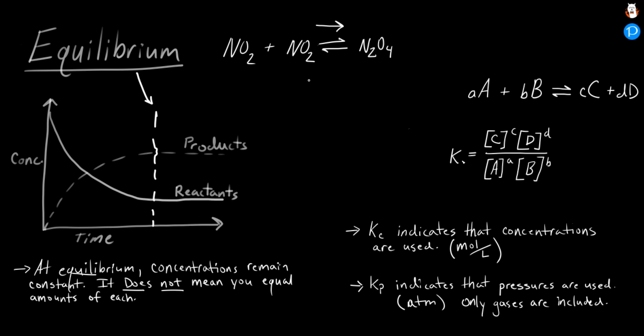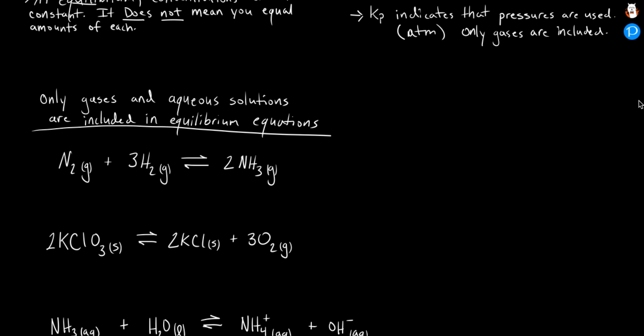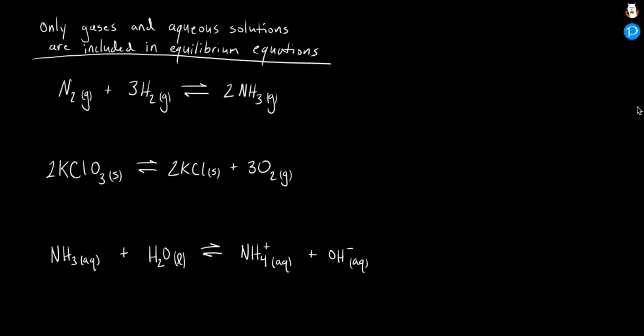Sometimes you'll see a little symbol at the bottom here, so it could be C or P. Kc just means that you're dealing with aqueous solutions or concentrations in moles per liter. If you see Kp, that means you're dealing with pressures or partial pressures where only gases are included. But it's going to be set up the same way where you've got products over the reactants. The C or the P is just indicating if it's concentrations or pressures. So let's learn how to write those with a couple examples.